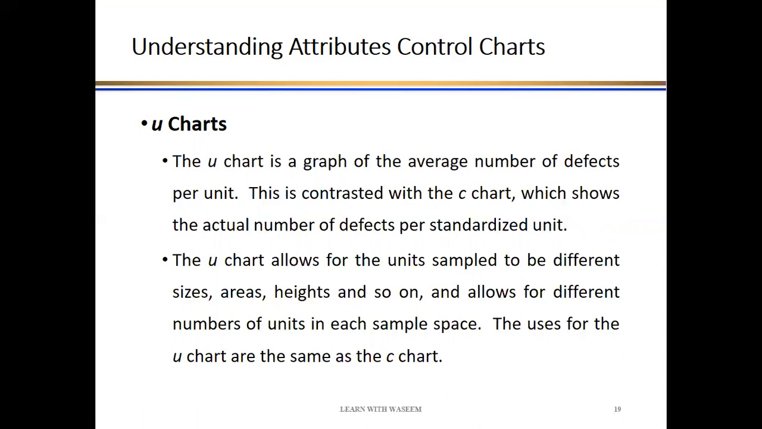So let's discuss the U chart and then we will move toward the C and U chart example. The U chart is a graph of the average number of defects per unit. Contrast this with the C chart, which shows the actual number of defects per standardized unit. So there's the difference between the U and C chart.